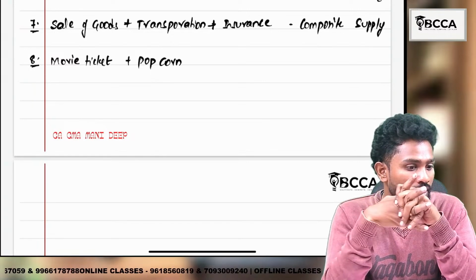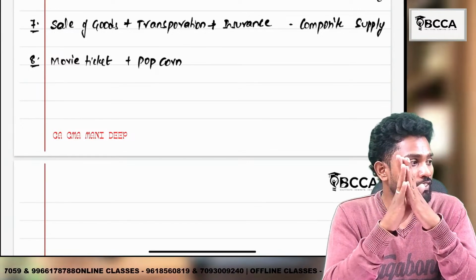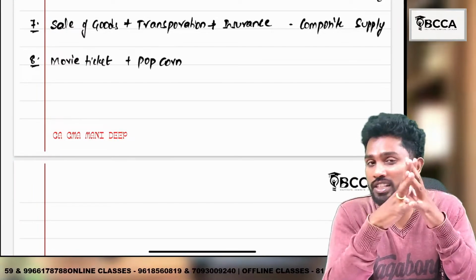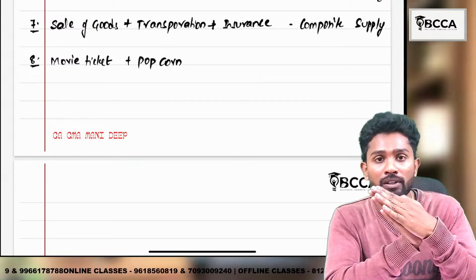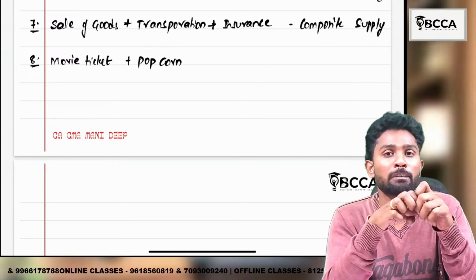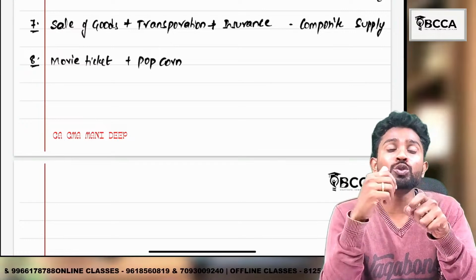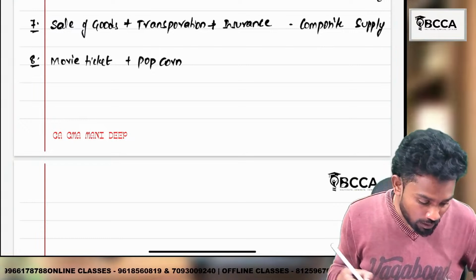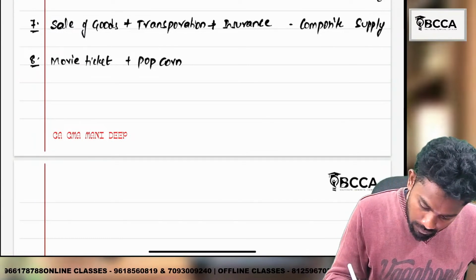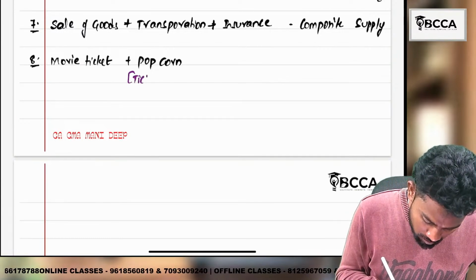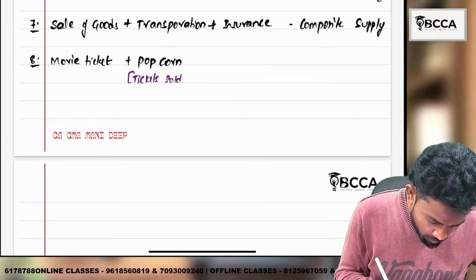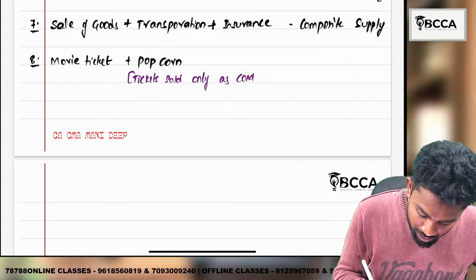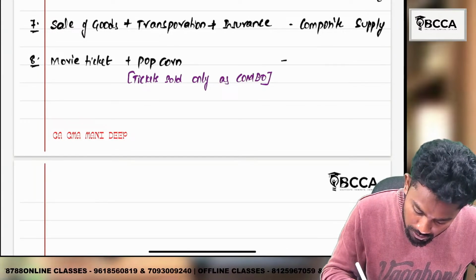Okay, movie ticket, and along with movie tickets, even popcorn is also being given. So you should check whether the option is there or not. If you can opt out of popcorn, but still you purchased along with popcorn, it is a mixed supply. If you have no option to opt out of popcorn, you should mandatorily buy even the popcorn, then it comes as a composite supply. Tickets sold only as combo, then it comes under composite supply.